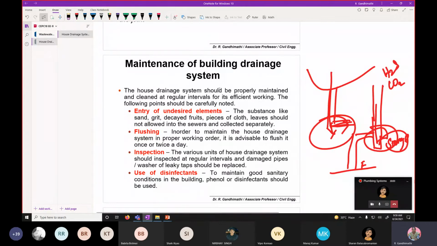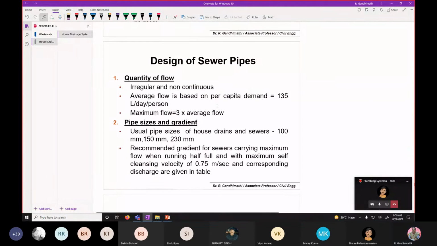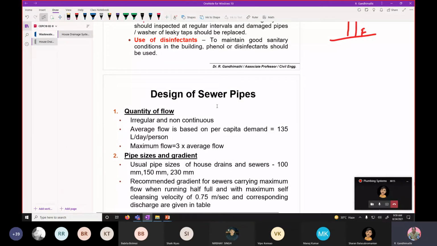These are some of the things we have to take care of while constructing your house. Then coming to the design of sewer pipes. Now I think I have completed the different components of the house drainage system. Now you are familiar with what sullage is, what night soil is, what a soil pipe is, what a sullage pipe is, what a one-pipe or two-pipe system is, and what a vent pipe is and its purpose. Everything we have studied.